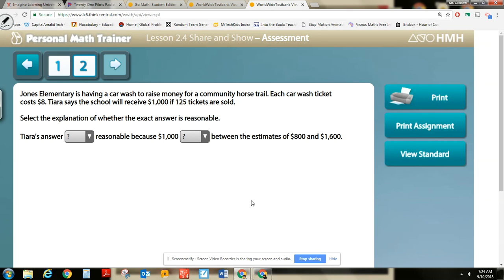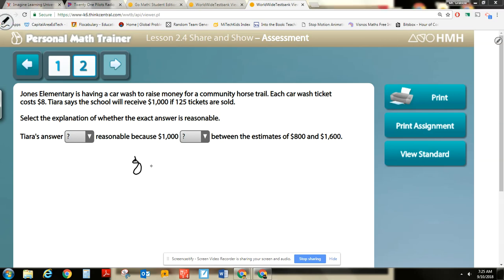So let's take a look at this second one. It says Jones Elementary is having a car wash to raise money for a community horse show. Each car wash ticket costs $8. Pierre says the school will raise $1,000 if 125 tickets are sold. Is her exact answer reasonable? So once again, we're going to have to find that range.